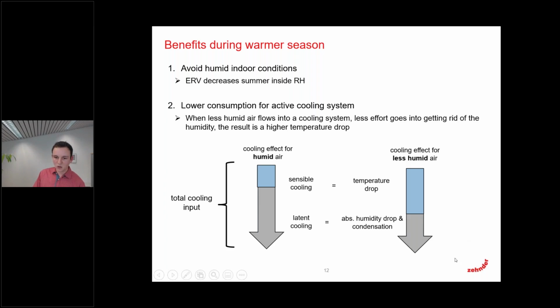So you can see it also in the bars below. There you can see that with less humid air, you have a higher temperature drop with the same effort. So the ERV reduces the power consumption of an active cooling system.